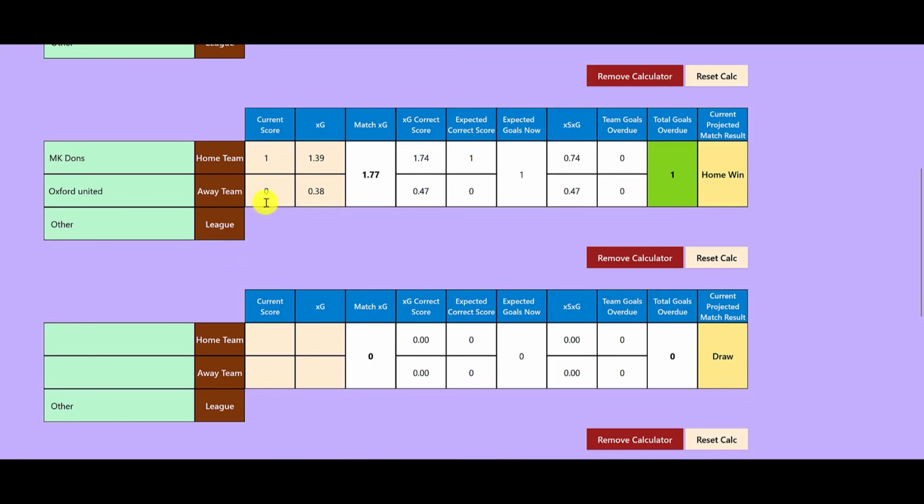So let me just head over to this. I've updated the XG. We update... Whoops, that's not the right score. So we update the correct score. Now, no goals overdue. We're still expecting an MK Dons home win, though. So, anyway, let me show you what we can do.